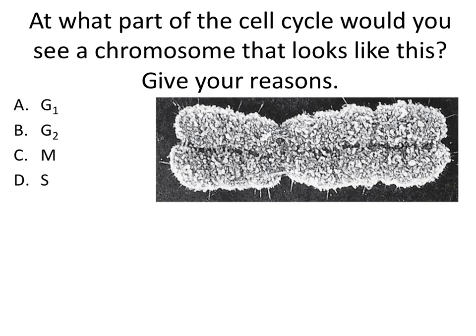At what part of the cell cycle would you see a chromosome that looks like this? Hopefully you were thinking it would be after S, so we have to already be into G2. I can't be in M phase yet, or mitosis, because I haven't started to divide. And I can't be in G1 because I haven't duplicated the DNA yet. I could be finished with S, but the best answer is G2, because I've copied the DNA and I'm all ready to divide.